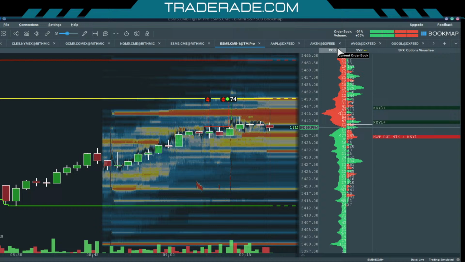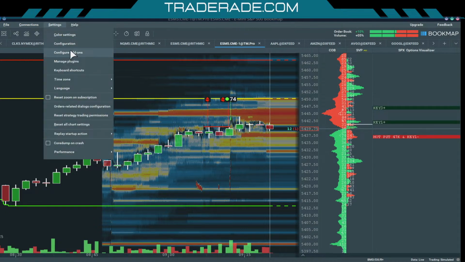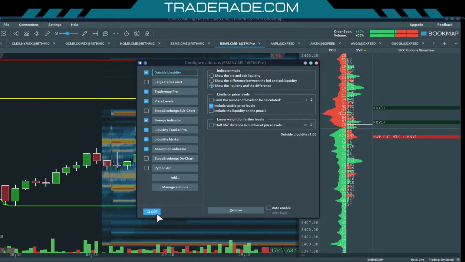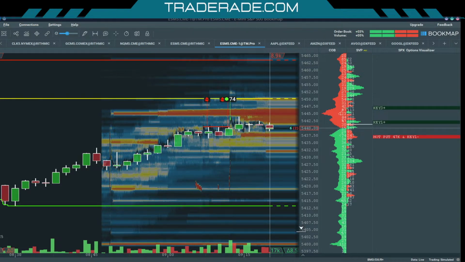You can see that in the current order book. This is all the offers in the book. This is all the bids in the book. And then you can actually go in and use an add-on called outside liquidity, which I love to use, to give you the book depth at a glance. So right now, book depth on S&P is about 26,000.